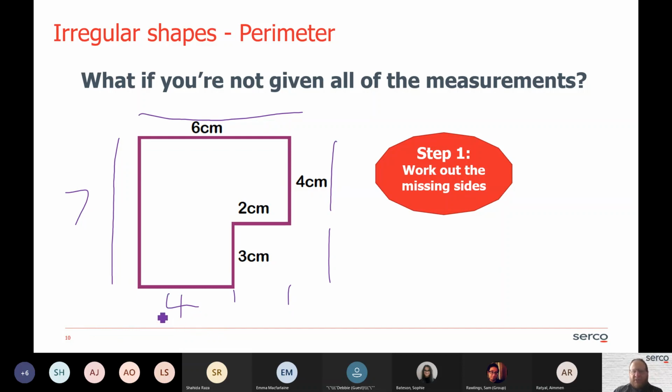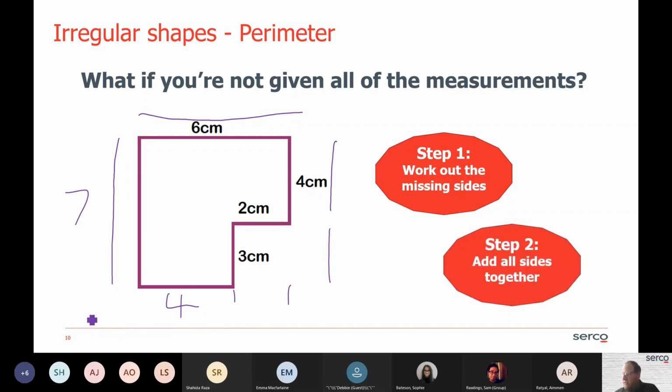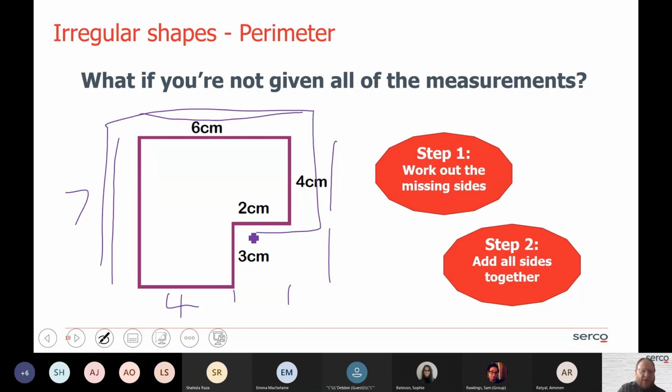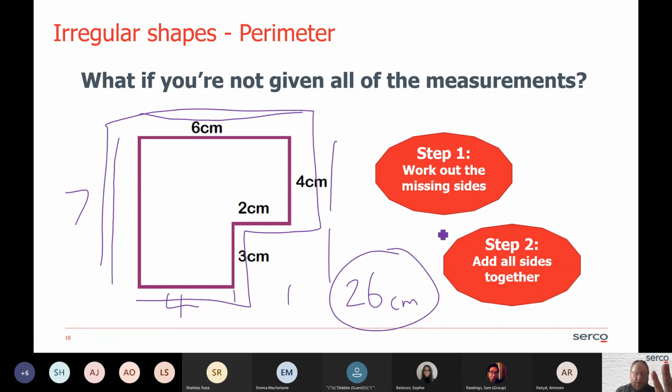So now that we've worked out those missing sides, we can simply add all the sides together. And we would just do 7 add 6, 7 add 6, add 4, add 2, add 3, add 4. I can tell you that gives you a total of 26 centimetres. We're in centimetres, and we're doing perimeter around the outside, so we don't need squared or anything, and our answer is 26 centimetres. So the key there is we have to find those missing measurements first, but the information is on there on the screen. We just have to do a bit of working out for it.